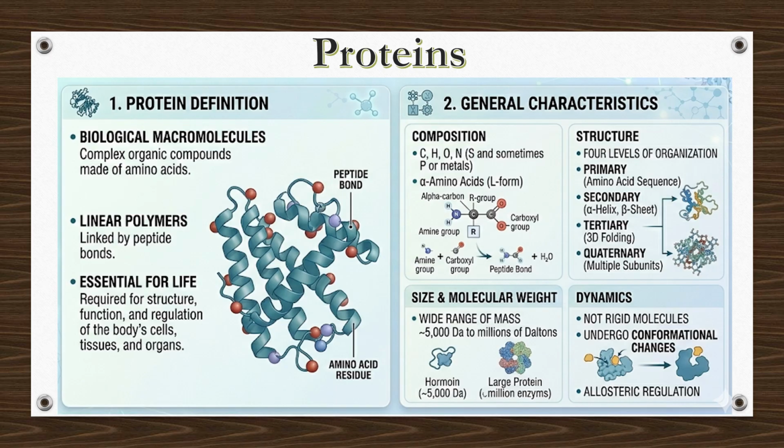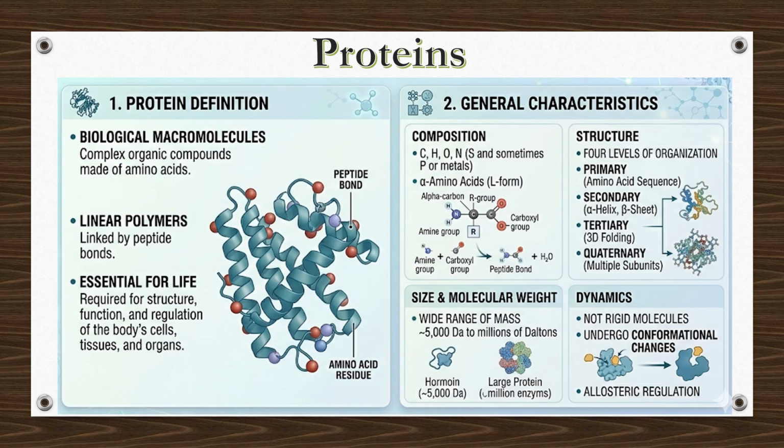We now move from peptides to proteins, which are the most complex and versatile macromolecules in biology. Everything we have studied about amino acids and peptide bonds leads to this point, because proteins are simply long chains of amino acids whose sequence and arrangement give rise to extraordinary structural and functional diversity.